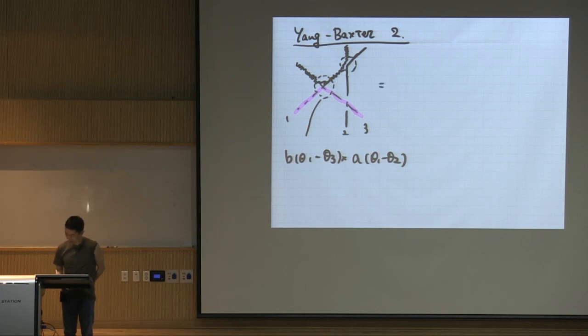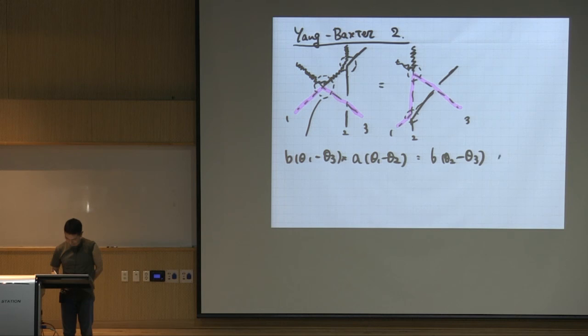So this is the left-hand side. And then I also need to draw the right-hand side. And again, there are two different configurations. One configuration is something like this, and the other configuration is something like this. And I have this. And here I again get B, but now B for B. Now what I get is B of theta 2 minus theta 3. And then I have A of theta 1 minus theta 2.